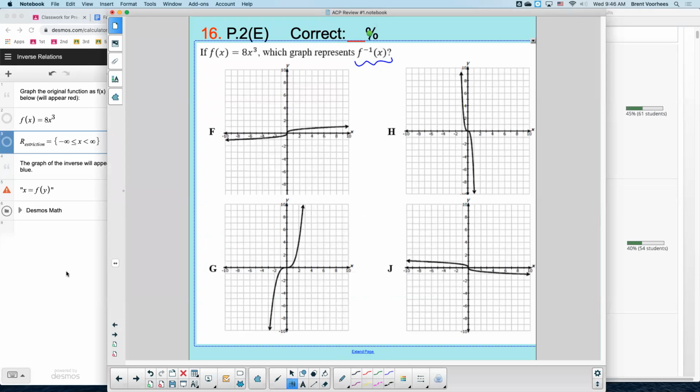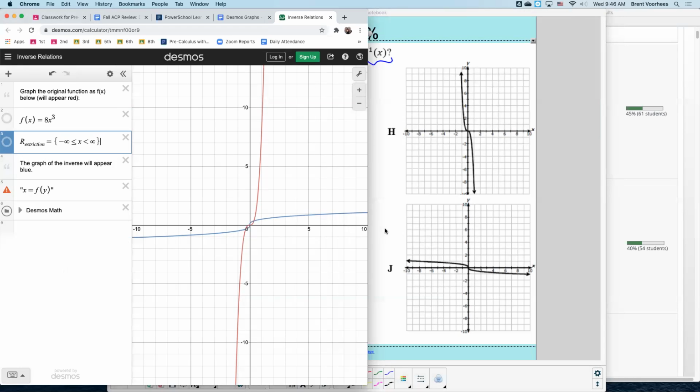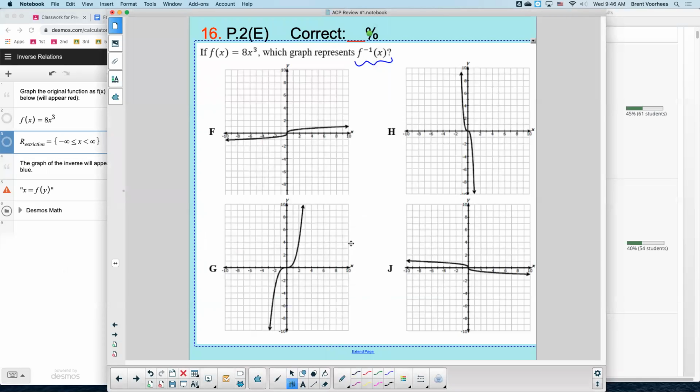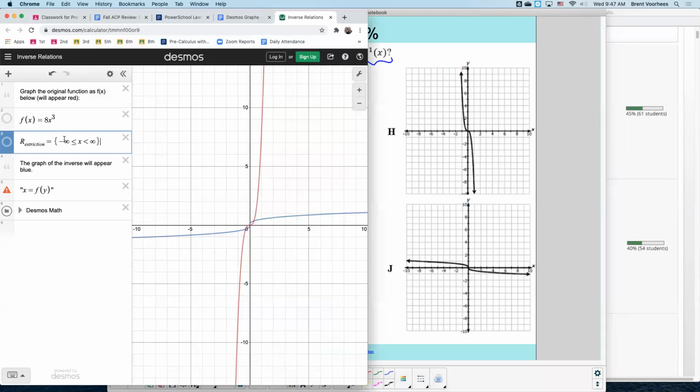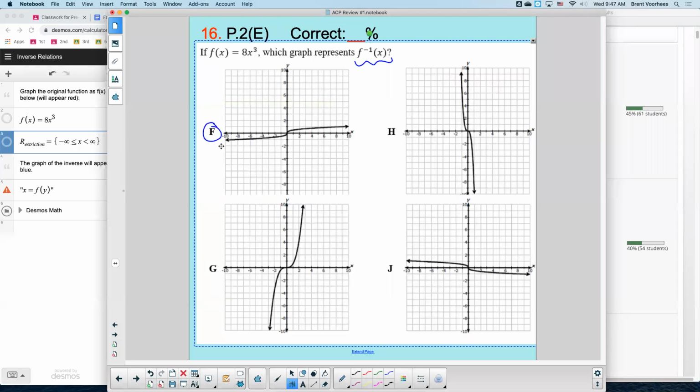Which graph, F, G, H, or J, matches this blue graph? F. So F is the correct answer. We did that problem in a matter of seconds just by plugging that in. Like I said, I'll update this shortly. The next time you do a DOL, I'll change this so you won't have to worry about that restriction again. But F is the correct answer.